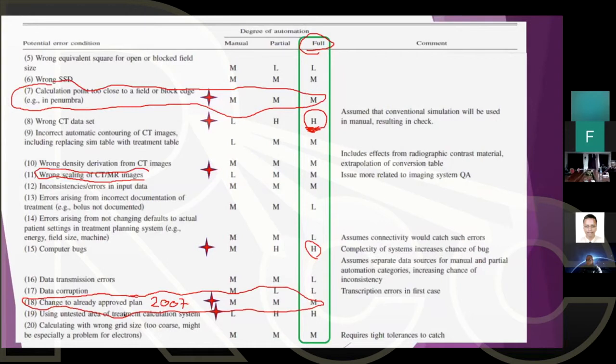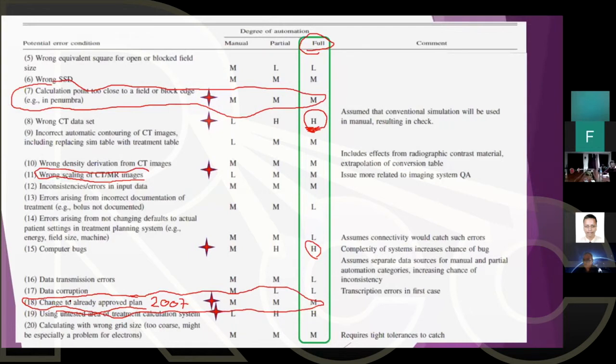And this happened because there were changes made to an already approved plan. And instead of stopping treatment, giving enough time for physics to do the quality assurance and make sure that everything is appropriate and proper, they continued, saying, oh, the patient already received the first fraction or something like that. We will continue with treatment, and then the physicist can have enough time to do the QA later, next day or next night or whatever.